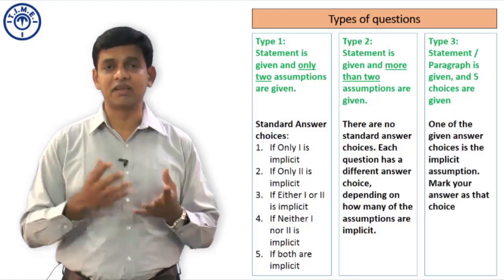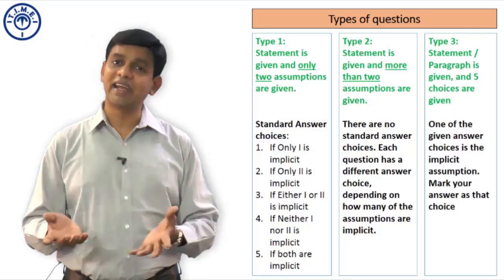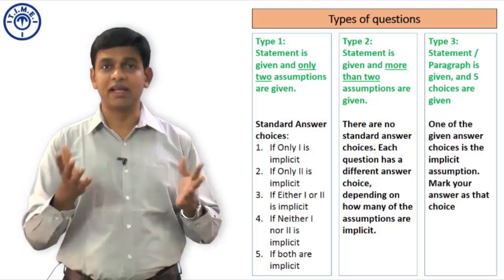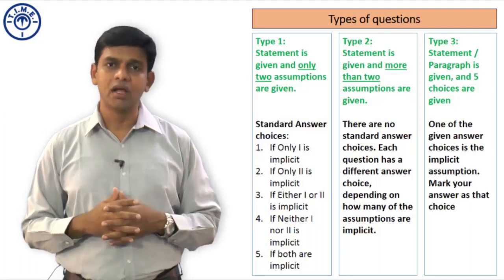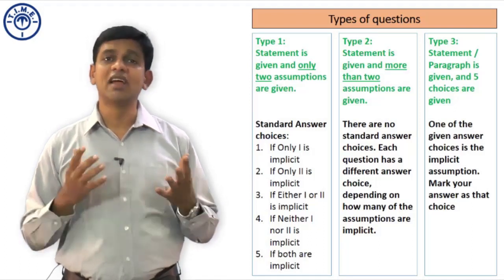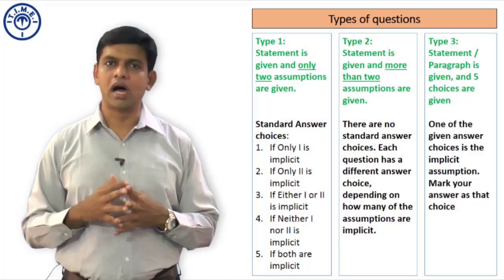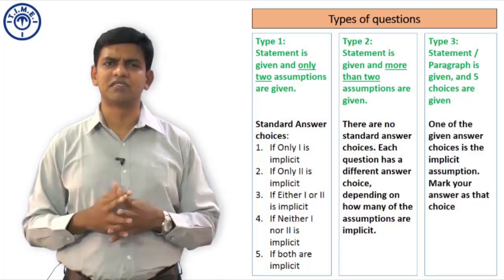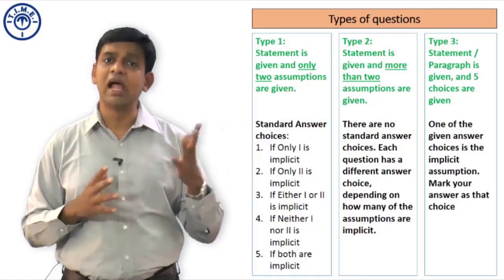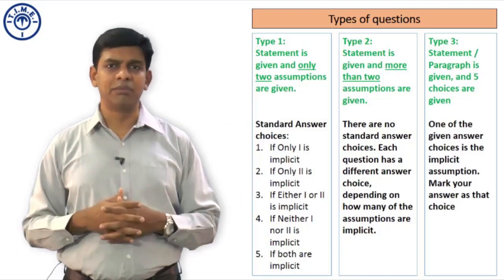The other, if one is accepted, the other cannot be accepted. If the second is accepted, the first cannot be accepted. That is the choice of either or. Next, we have the fourth choice, which is neither one nor two is an implicit assumption. That means both the assumptions are not implicit from the given statement. And the fifth one, both the assumptions are implicit.